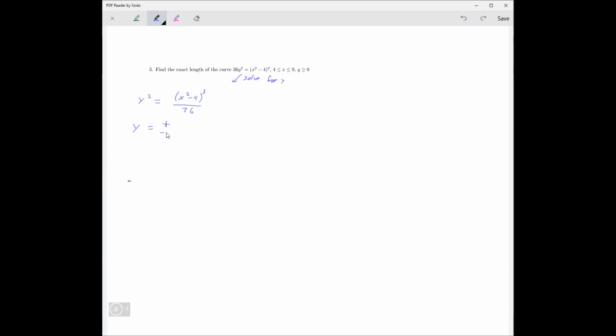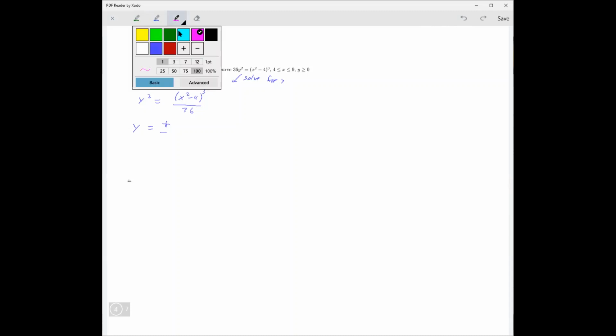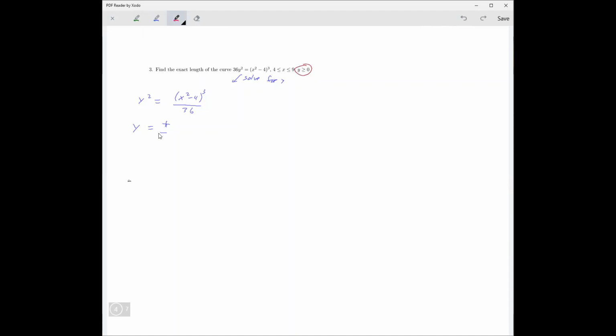So you do square roots, you're going to get plus or minus. However, because of this piece right here, which says y is greater than or equal to 0, that gets eliminated, because of this, y greater than or equal to 0. So you're just going to have the plus part, and then just take the square root of that. So that's x squared minus 4 to the 3 halves, and then the square root of 36 is 6. So you get that.